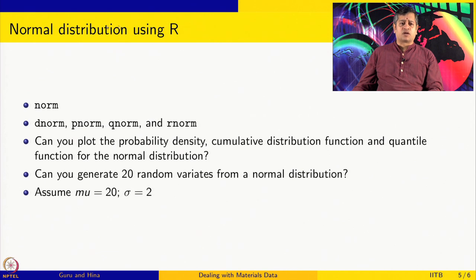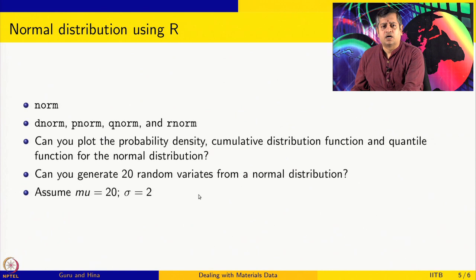And how do we work with normal distribution using R? norm is the keyword. So, dnorm, pnorm, qnorm, rnorm will give you the probability density, cumulative distribution function, quantile function and random variates. And let us assume mu to be 20 and sigma to be 2.